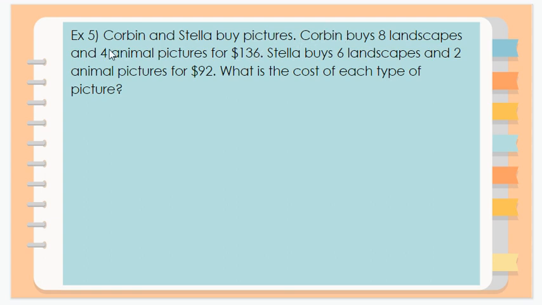All right, so we're going to start with each person having their own equation. So Corbin, his equation is 8 landscape, so I'm just going to use L, and, meaning to add, 4 animal pictures, so plus 4A, equals $136. So 8L plus 4A equals 136. And you can use X and Y here if you want.